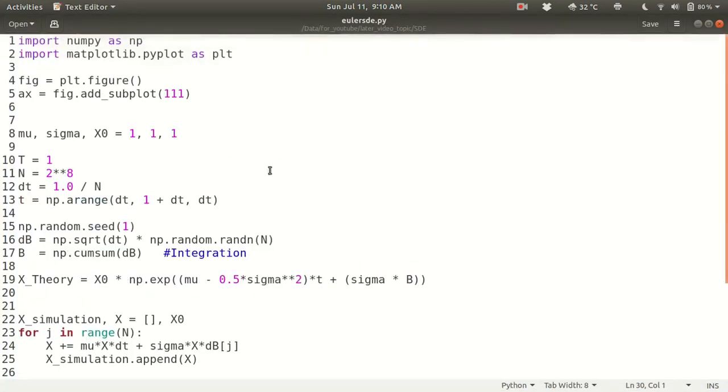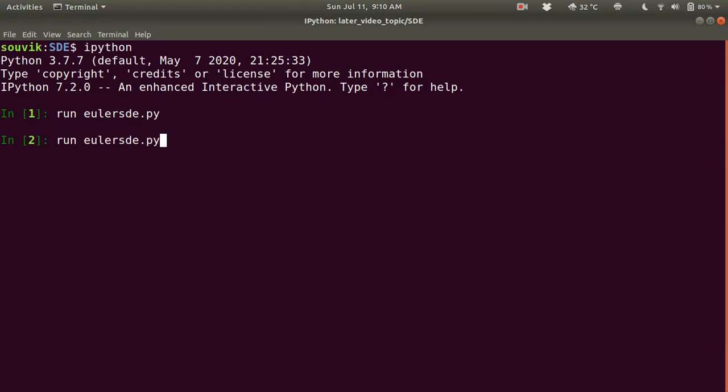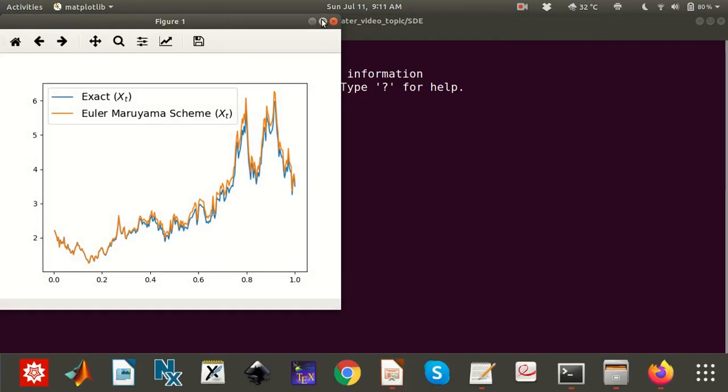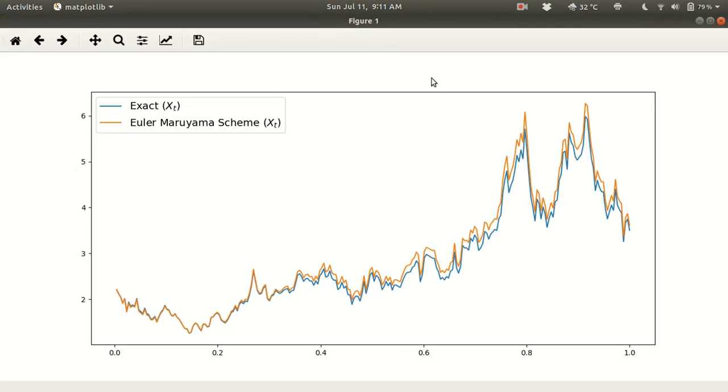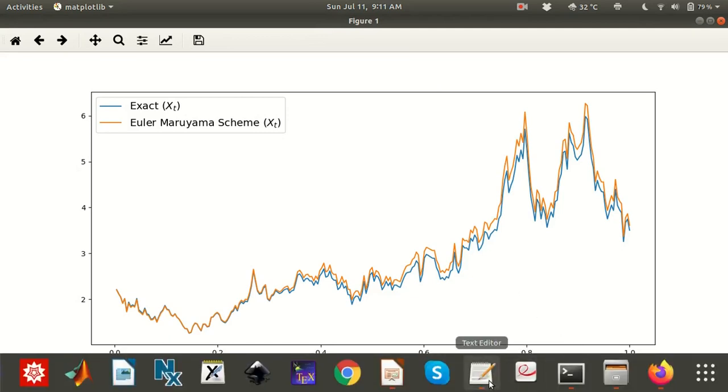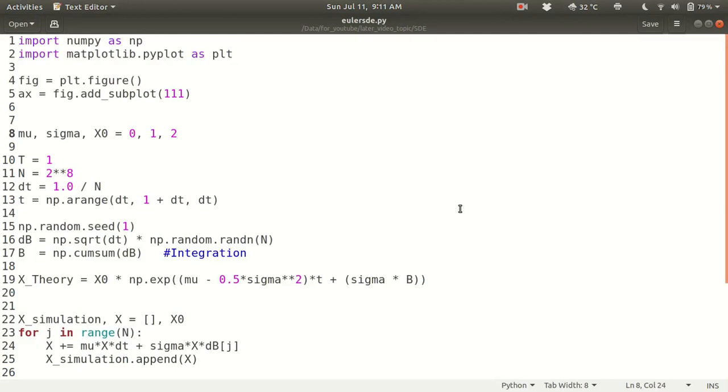And then if you change, let's say, mu from 1 to 0, and also the initial condition from 1 to 2, then let's see what happens. So you can see this property of the solution has changed. And as you can see here, it starts from this value now. So this is how we can solve this geometric Brownian motion using the Euler-Maruyama scheme in Python. And next, I will talk about the simulation of the solution of the stochastic differential equation in Fortran.